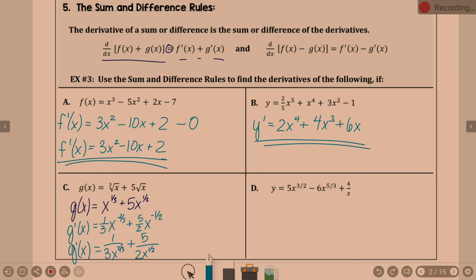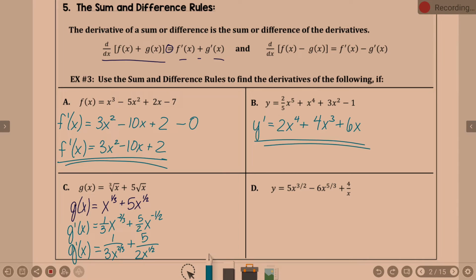Oh, really? I changed it to the square root of x or cube root. Is that right? So would it be 1 over 3 cube root of x? Cube root of x squared, yes. Okay, and then 5 over 2 square root of x. Yes, I know what you meant, but that's not what you said. It's not the same. Okay, I'm stressing.